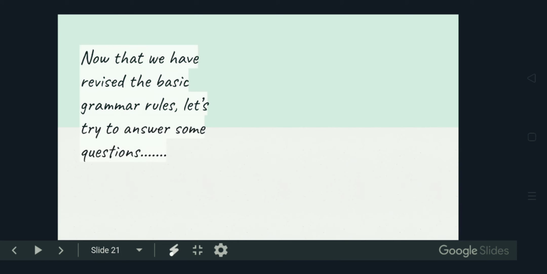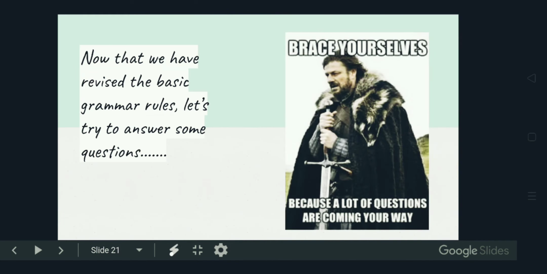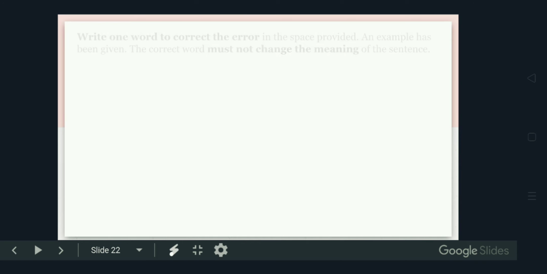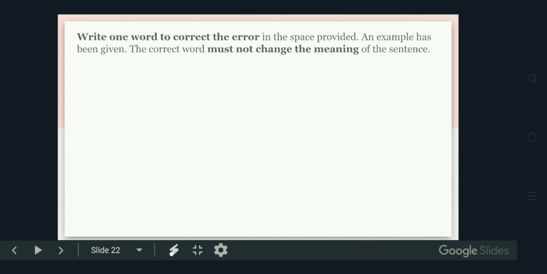Now that we have revised the basic grammar rules, let's try to answer some questions. Are you ready, people? Just brace yourself. A lot of questions are coming your way. Okay, let's take a look. Write one word to correct the error in the space provided. An example has been given. The correct word must not change the meaning of the sentence. These are the common instructions that you will see in an exam paper.